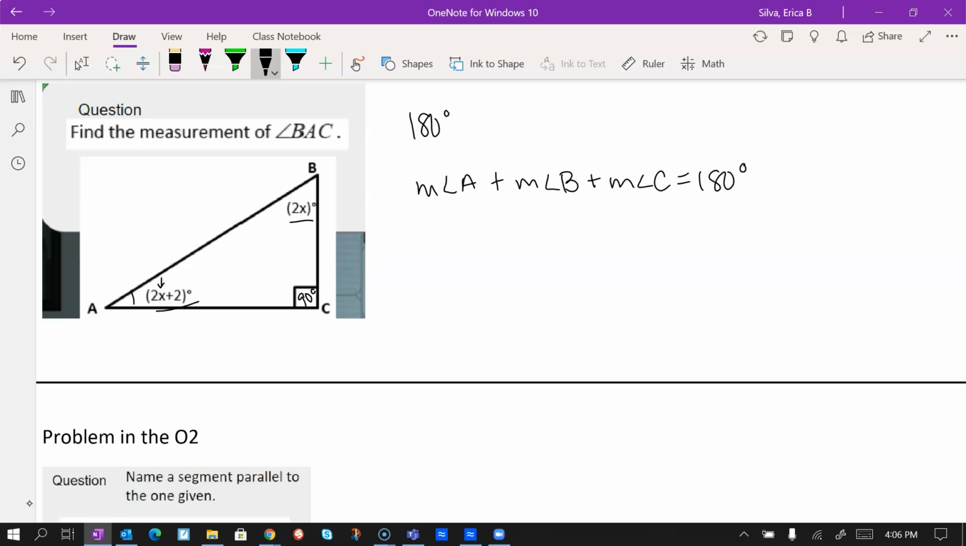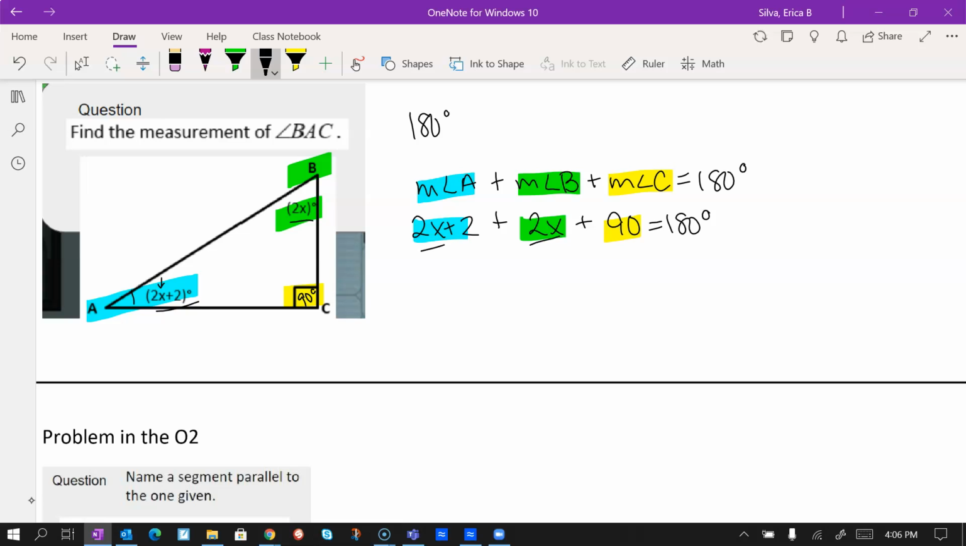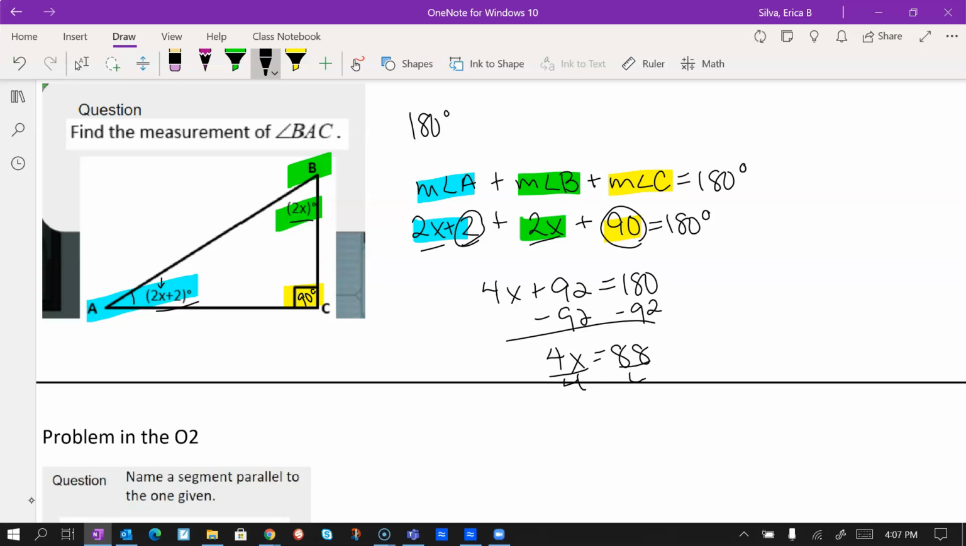So if we look at the measure of angle A, we have 2x plus 2. Measure of angle B is 2x. Measure of angle C is 90. And all three of those angles will equal 180 degrees. So now we just solve for x. We combine like terms. We get 4x plus, and then we got a constant and a constant here, 92 is equal to 180. Subtract 92, we get 4x is equal to 88. And then we divide by 4, we get x is equal to 22.